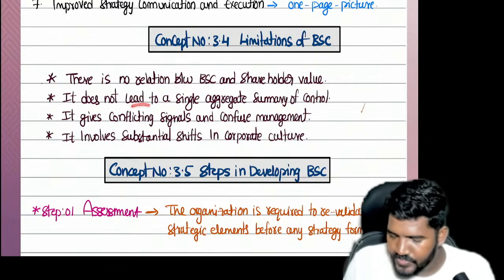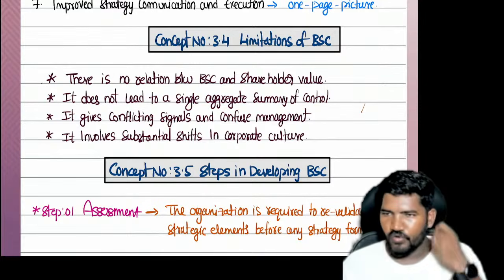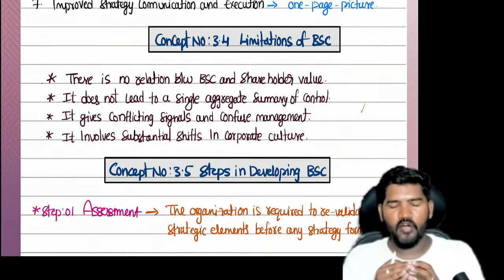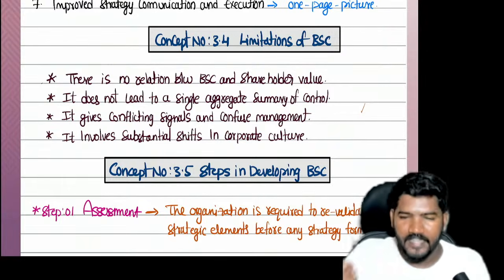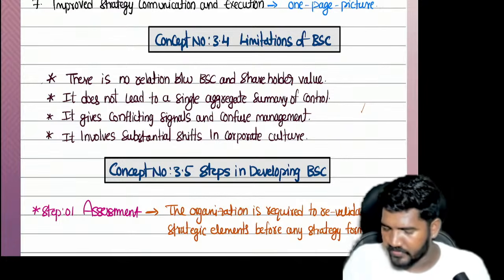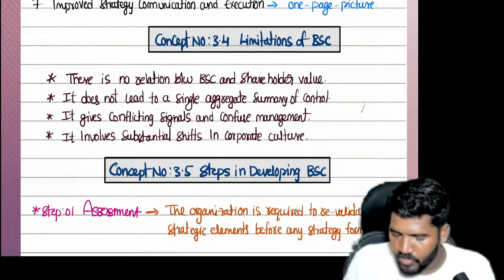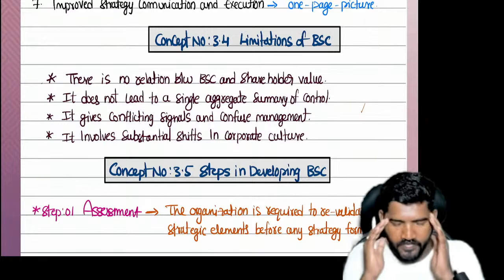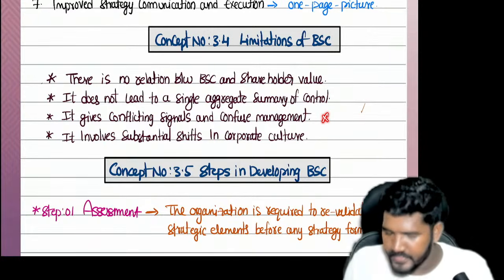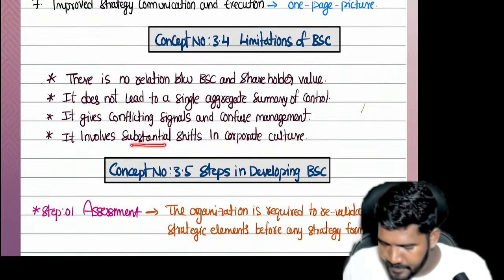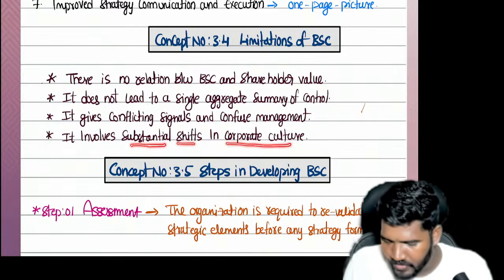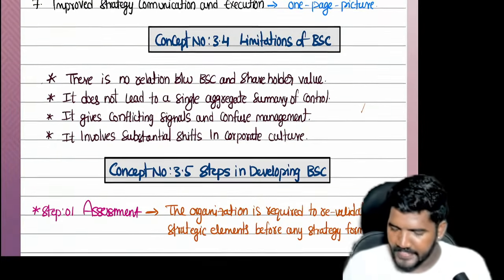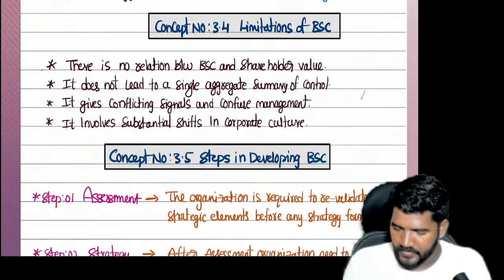It does not lead to a single aggregate summary of control. Focusing on a single thing is not that easy, but the balanced scorecard says you have to focus on four things. That is not as easy as the textbook says. Another disadvantage: it gives conflicting signals and confuses management. Why? Because four things means four different views. That is a confusion. Another disadvantage: it involves substantial shifts in corporate culture. Substantial means large. So these are the disadvantages and limitations of the balanced scorecard.